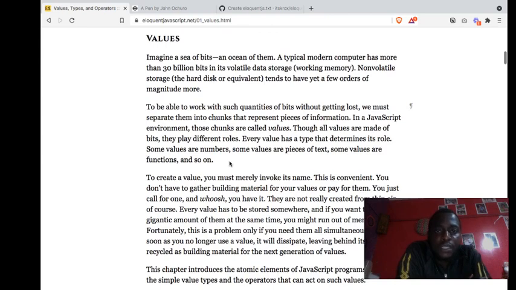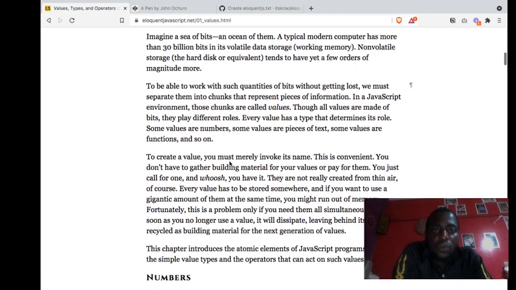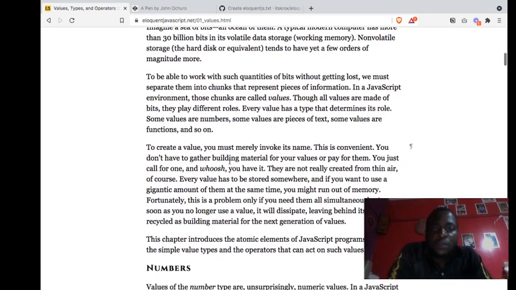Imagine a sea of bits, an ocean of them. A typical modern computer has more than 30 billion bits in its volatile data storage, that's the working memory. Non-volatile storage, that's the hard disk equivalent, tends to have yet a few orders of magnitude more. To be able to work with such quantities of bits without getting lost, we must separate them into chunks that represent pieces of information. In a JavaScript environment, those chunks are called values.